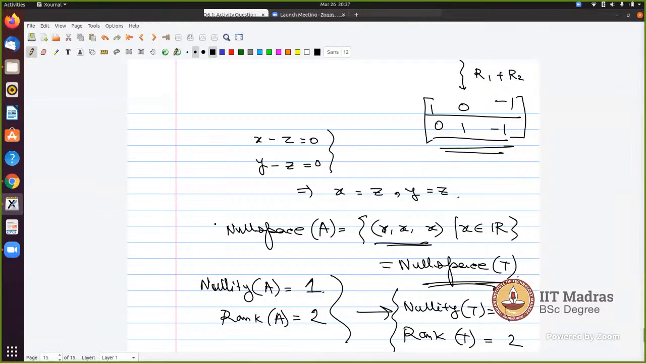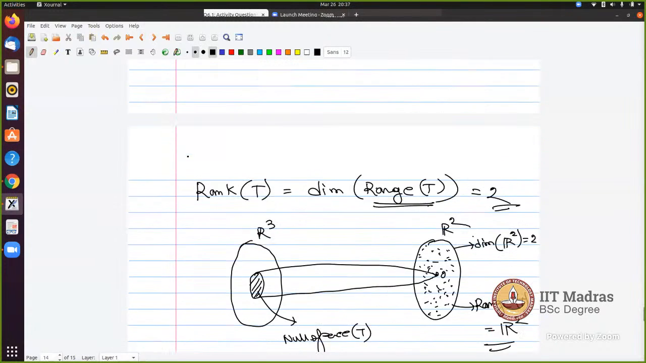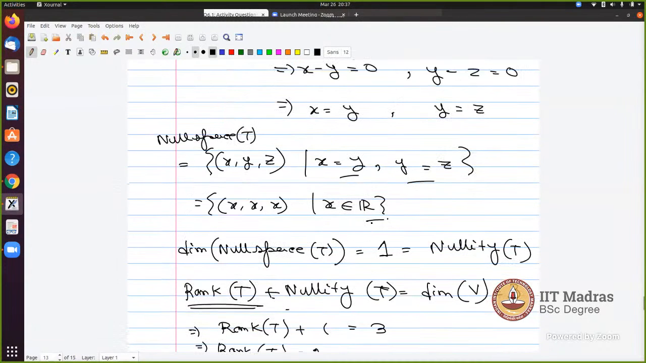See, the null space is this thing. What is the basis of this null space? 1, 1, 1, right? Yes. Correct? The basis of this null space of A is 1, 1, 1. And as the null space is exactly the same, the basis will also be the same, right? Yes. So why is all this coming? I am saying these bases are exactly the same, so the basis will also be the same.